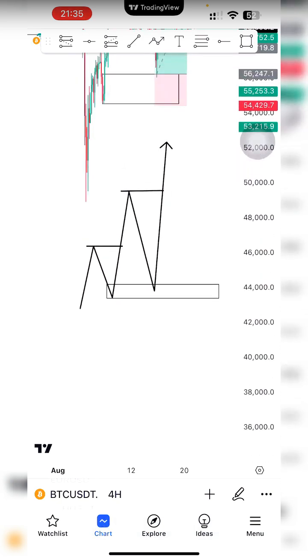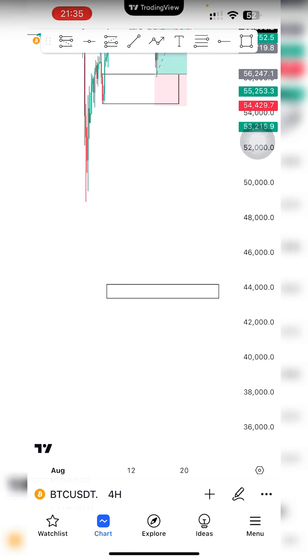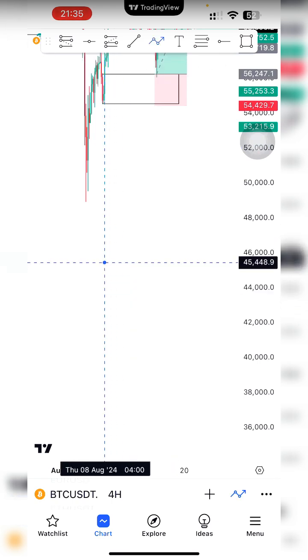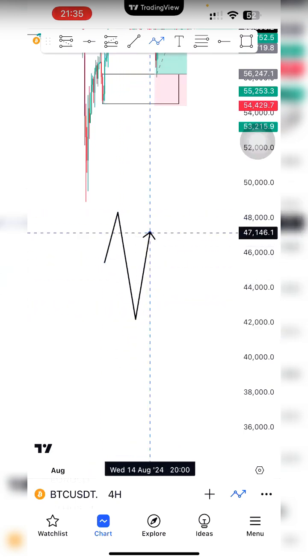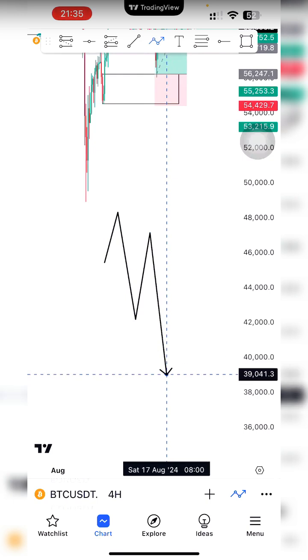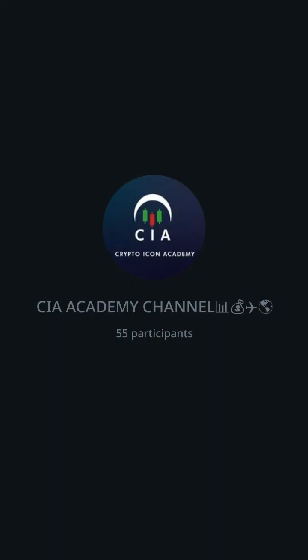For downtrend too, let's look at a downtrend. In the downtrend market, we want to short the market. So the market came like this, it came down. It went up, it came down. It went up, it came down. So what is this one telling you?